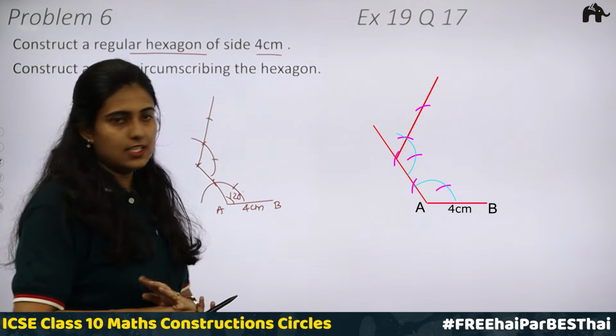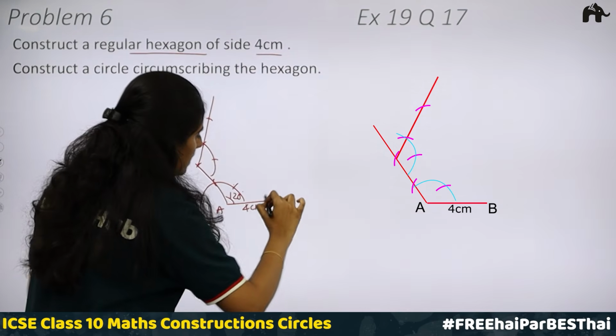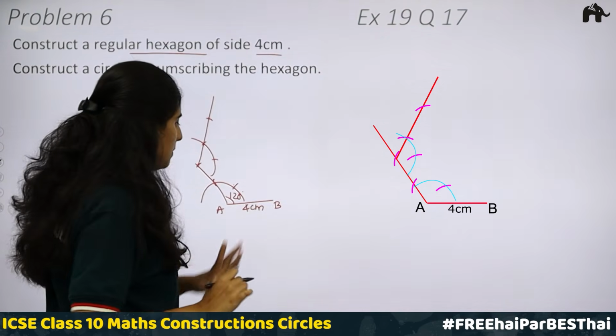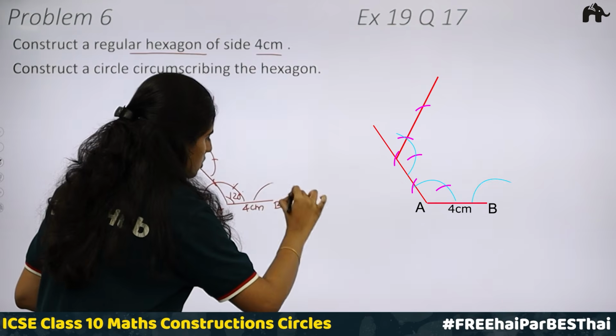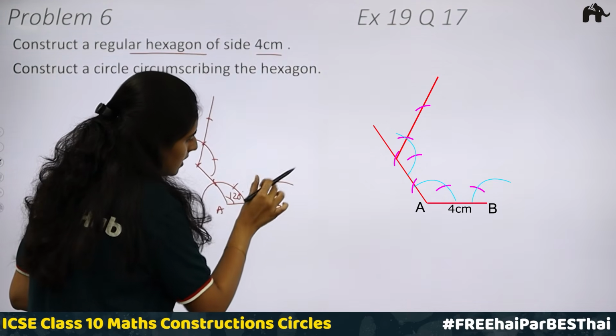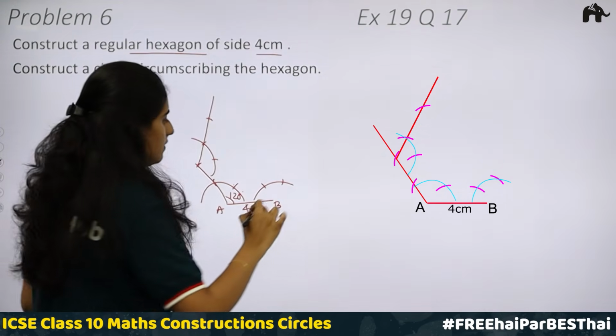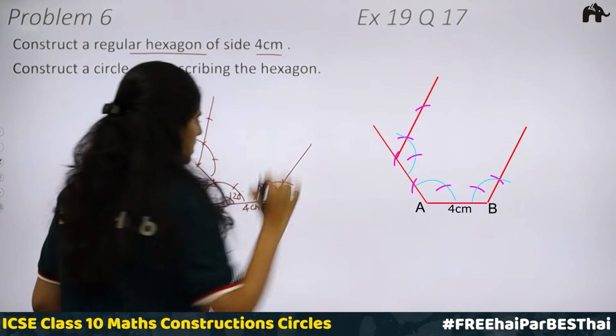4th vertex we are getting here. Okay. Similarly, we'll be taking 120 angle from B. Keeping B as center, draw an arc. With the same measure, cut the first arc. With the same measure, cut the second arc from this point. Here we'll be getting 120 degree.